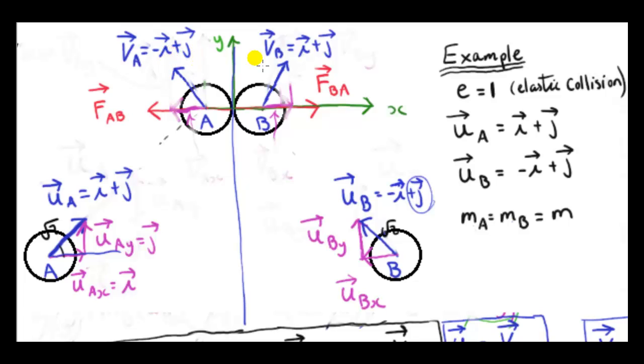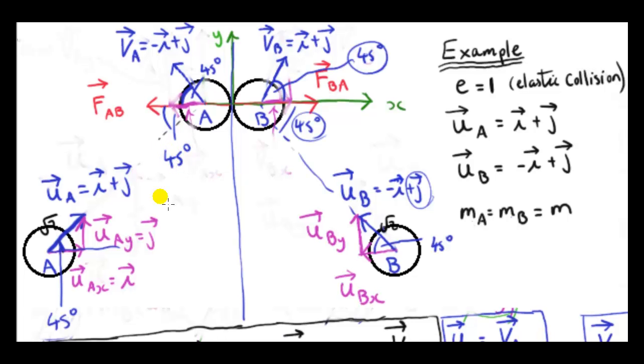You can see the symmetry in the velocities after the collision also. Notice that the angle of rebound, in this case 45 degrees, is the same as this angle here, 45 degrees. That's because we have an elastic collision, e is 1, and also because the spheres are identical, both masses are the same.